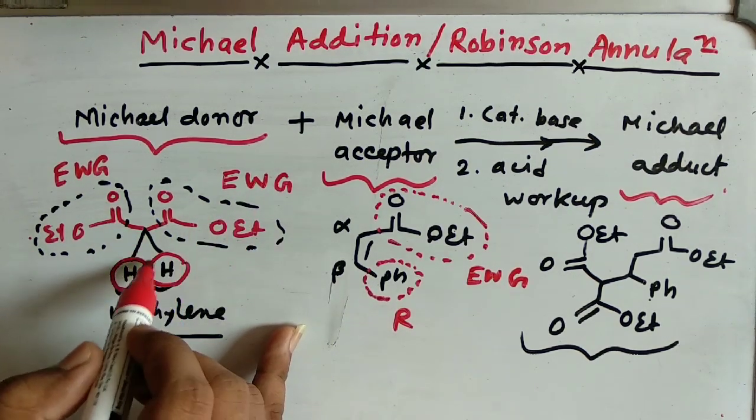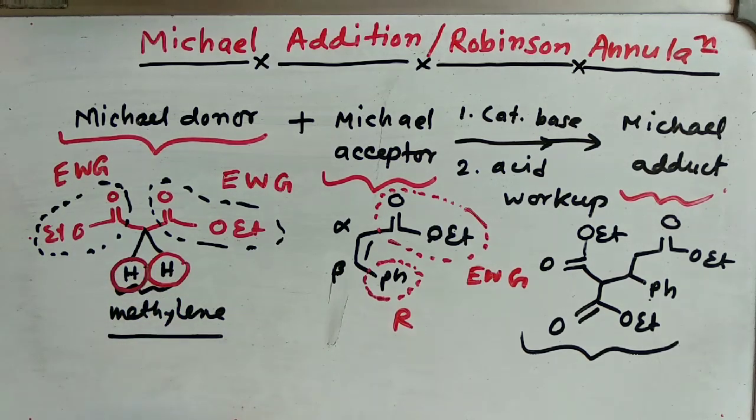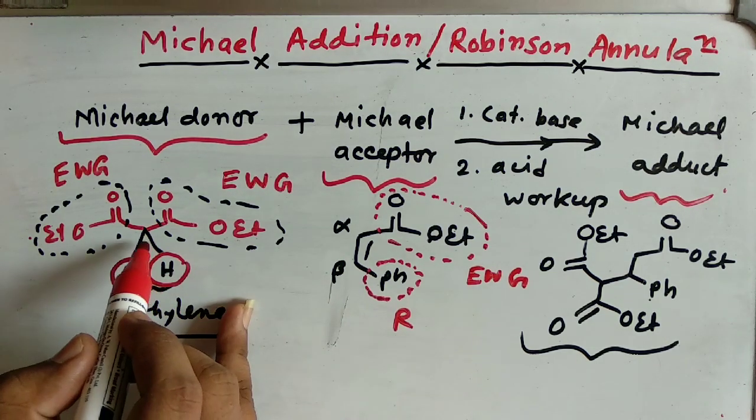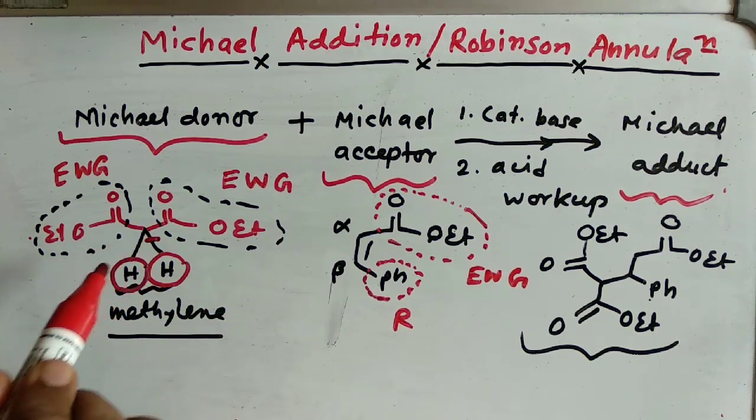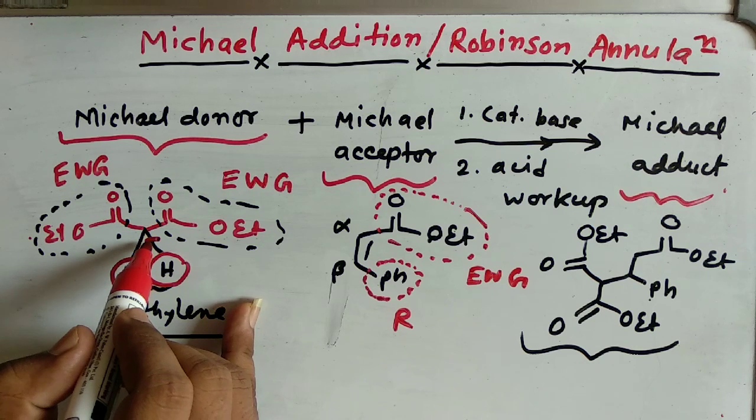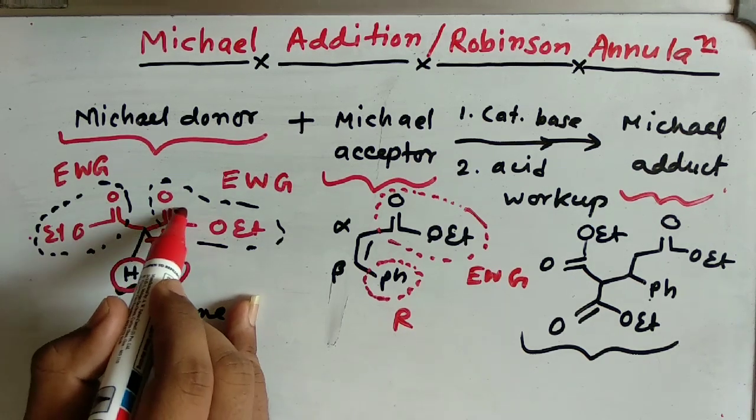If this proton is abstracted by a base or something like that, then one negative charge will be formed right here. This negative charge, that is the conjugate base of the acid, will be stabilized by this kind of resonance.